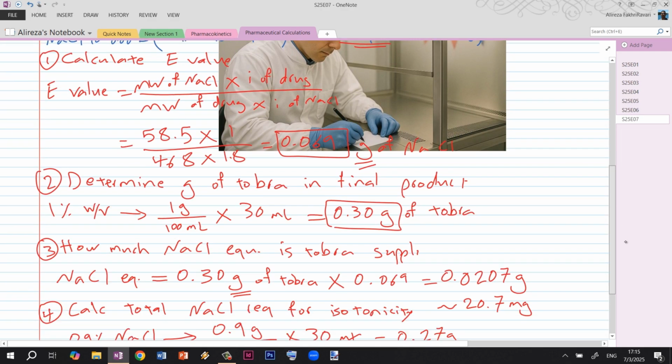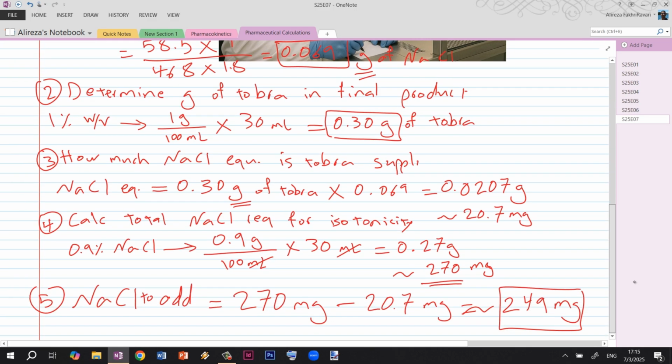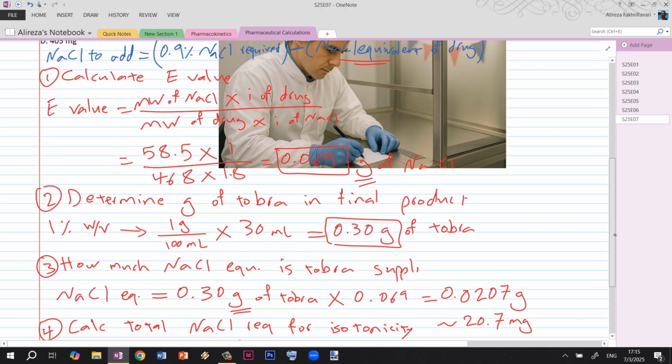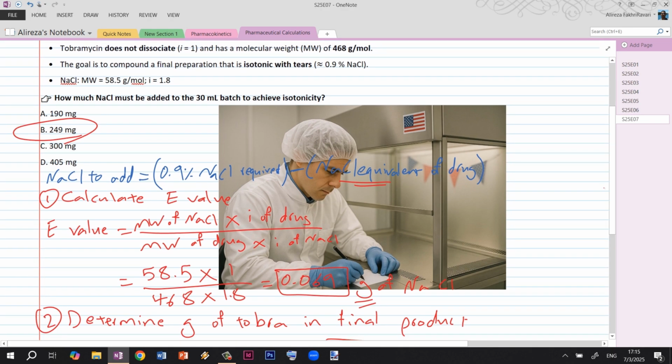So again, make sure that you understand the E value and how to use it in order to see how much sodium chloride equivalent your drug is contributing to the solution, and then you add enough sodium chloride to maintain isotonicity of your solution.